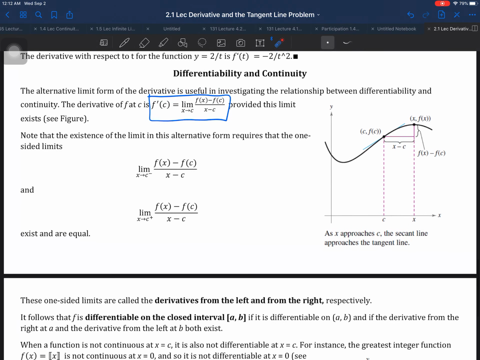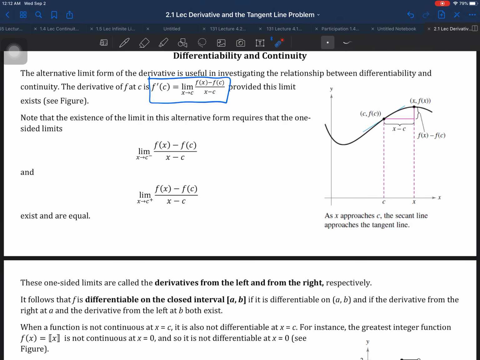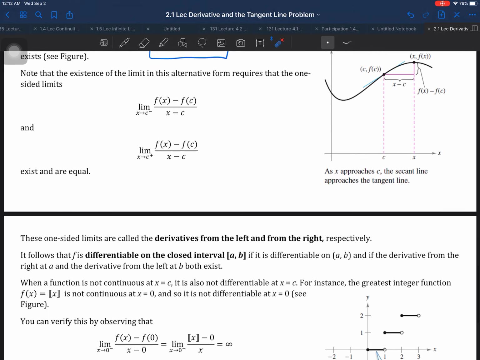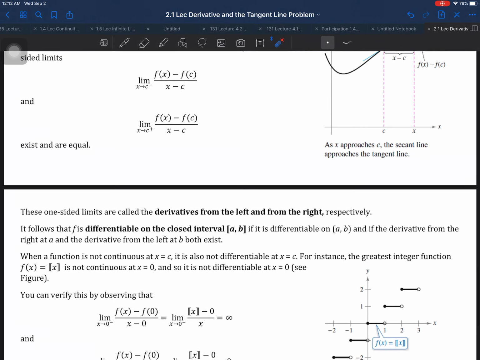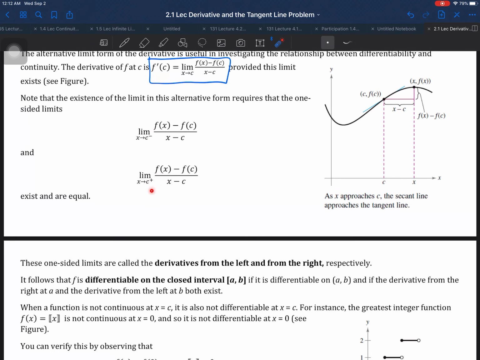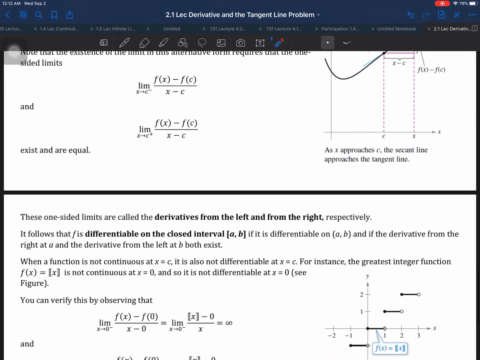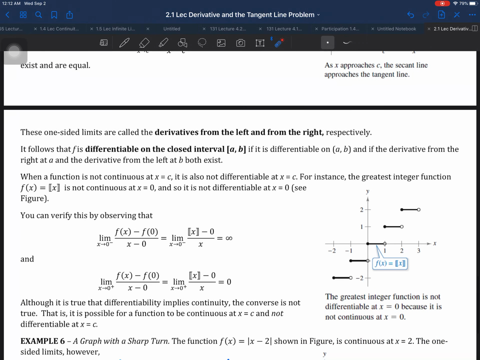So it's the same formula as before. What happens here is that you have the 2 points there, and they're getting closer by making this smaller, right? By making x get closer and closer to c, the two points get closer and closer, so you're able to find the tangent line. But the benefit of that is that we can use that from the left side and the right side, and that will give us a different approach to finding the derivative. So this is known as the one-sided limit, which are called derivatives from the left and from the right, respectively.